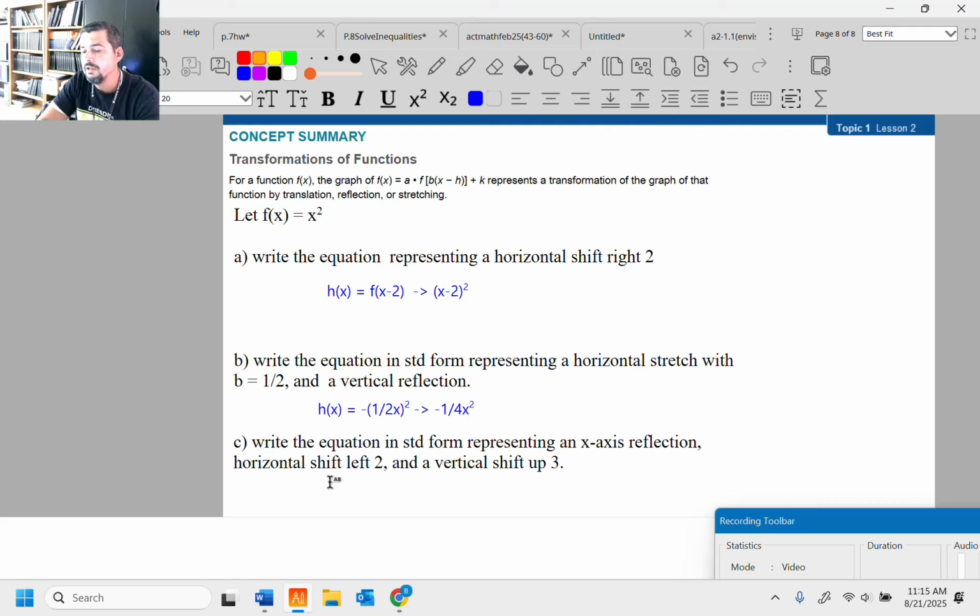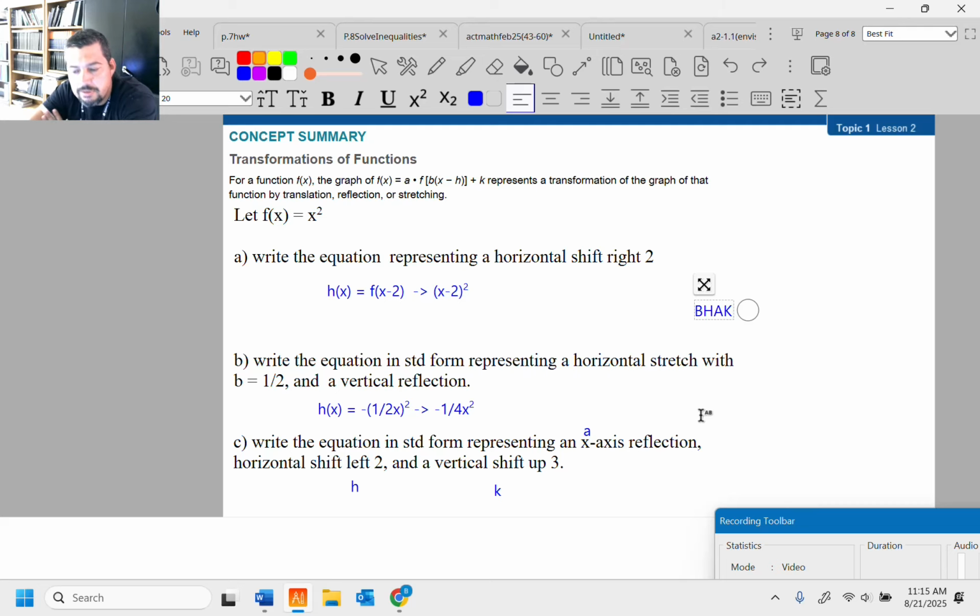Write the equation in standard form representing an x-axis reflection, a horizontal shift left 2, and a vertical shift up 3. Lots of things they just told me to do. X-axis reflection, that's A, that's H, and that's K. I want you to remember that the order is Bahak, right? So I'm going to have to talk about this first, then that, then that.